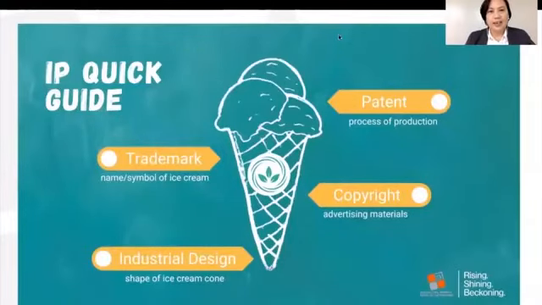Here's just a quick guide for you to be more familiar with the different intellectual property rights. Do you know that an item or a product could consist of several intellectual property rights, just like this ice cream here? Of course, the process of producing the ice cream would cover patent. Now, if you were able to come up with the design of the cone for your ice cream, then that design or the physical appearance can be protected by industrial design.